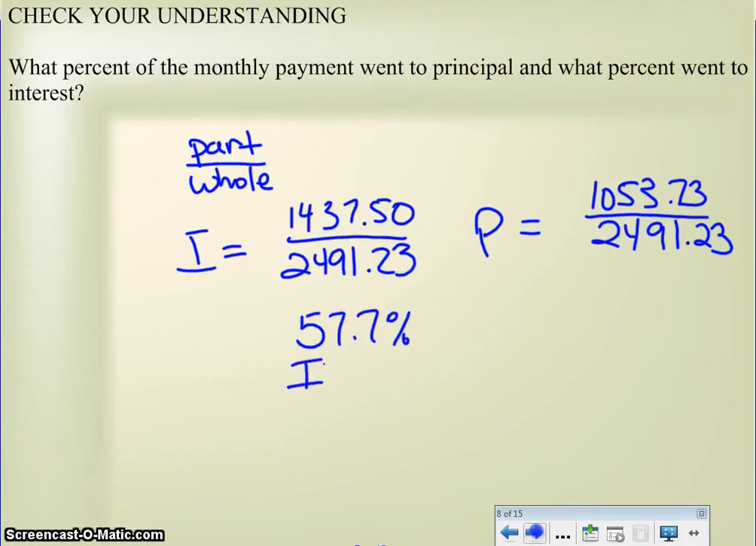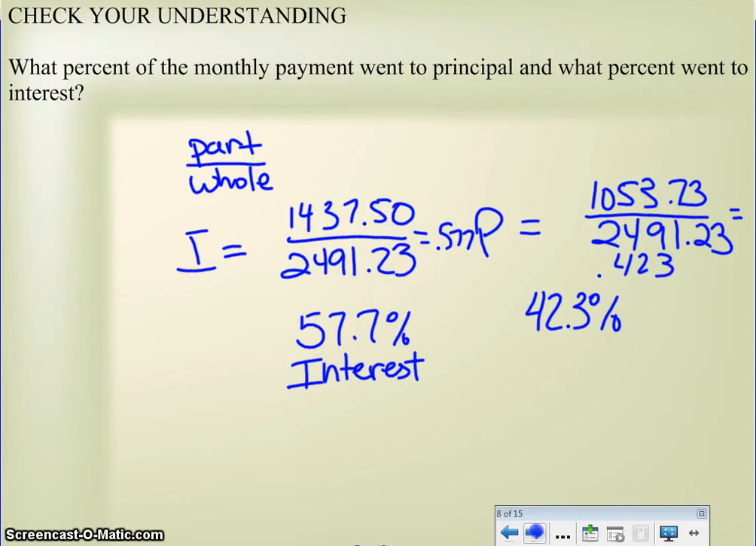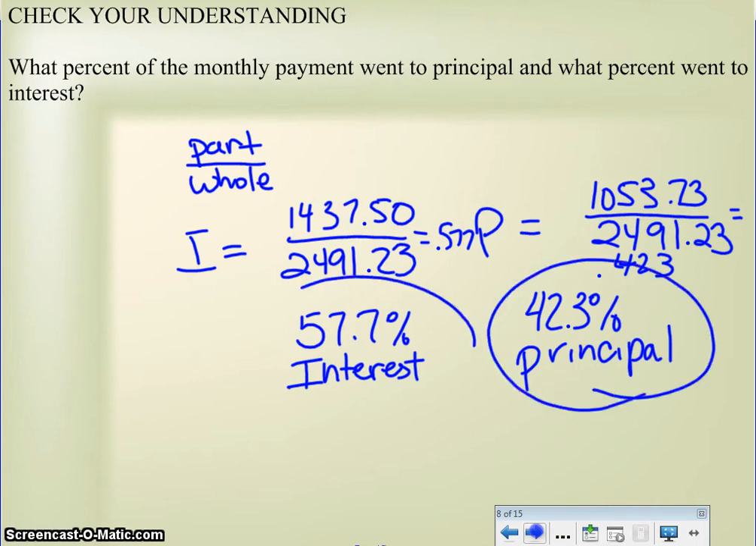57.7% went to interest. So I actually got an answer of 0.577, moved it over, and that's what I got. Principal, when I divided that, it was 42.3%. So when I got that, it was 0.423, moved it over twice and got 42.3% for my principal. And here are my answers.